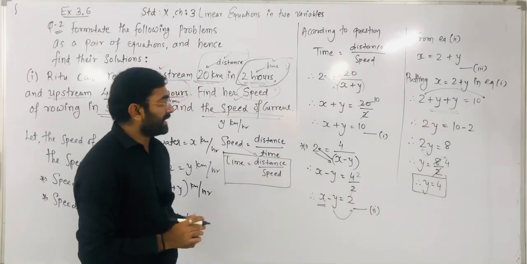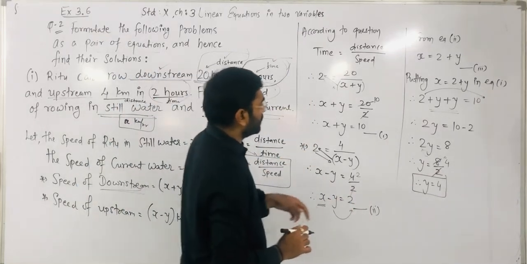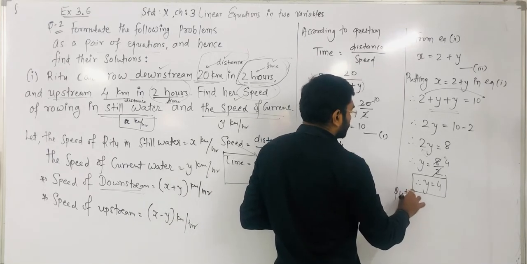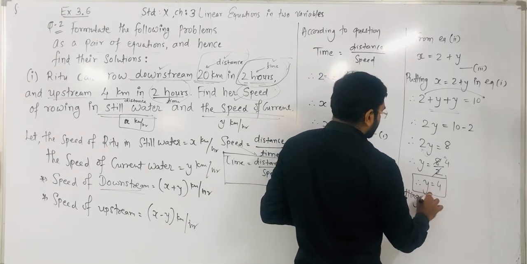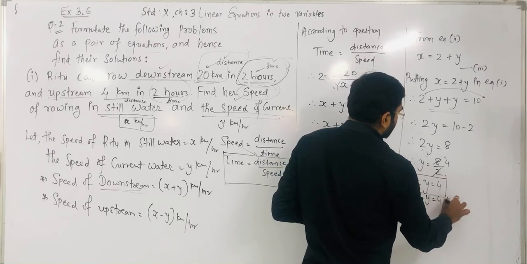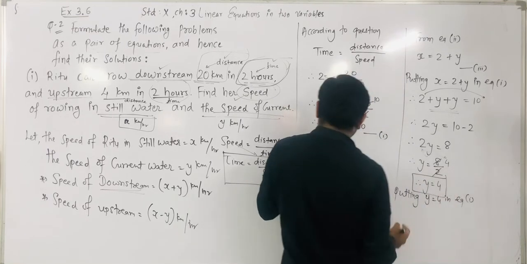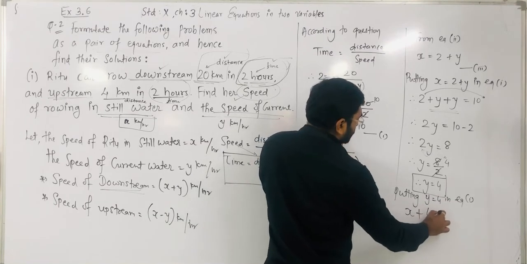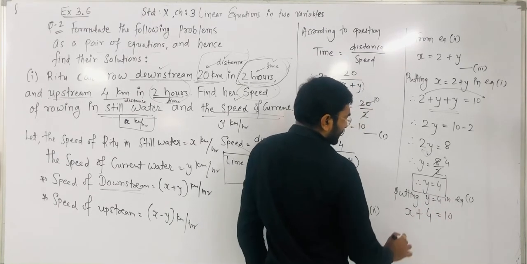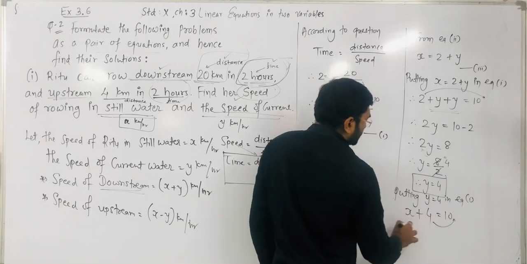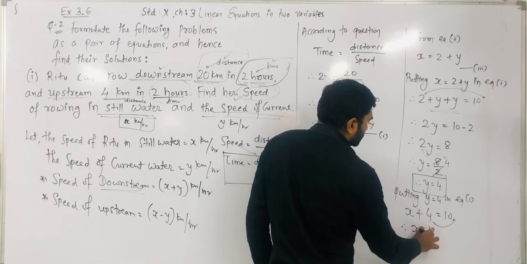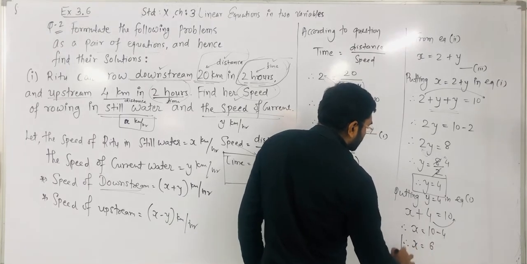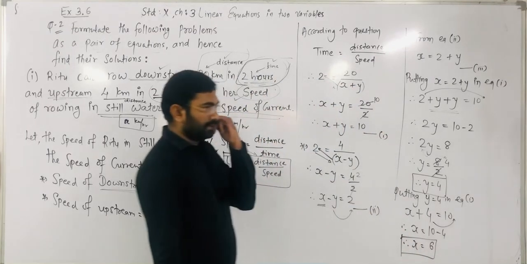Now we have to find the x value. In any one of the equations, put the y value. Putting y is equal to 4 in equation number 1, x plus 4 is equal to 10. Plus 4 goes to the right hand side and becomes minus 4. So x is equal to 10 minus 4, which means we get 6.